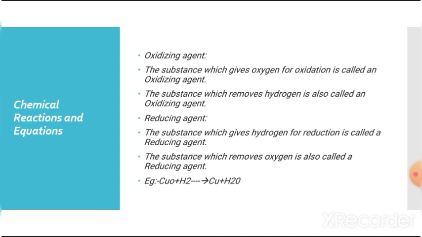Oxidizing agent: the substance which gives oxygen for oxidation is called an oxidizing agent. The substance which removes hydrogen is also called an oxidizing agent. Reducing agent: the substance which gives hydrogen for reduction is called a reducing agent. The substance which removes oxygen is also called a reducing agent. Example of oxidation reduction: CuO plus H2 gives Cu plus H2O. Here CuO is reduced, so CuO is the oxidizing agent, and H2 is oxidized, so hydrogen gas is the reducing agent.